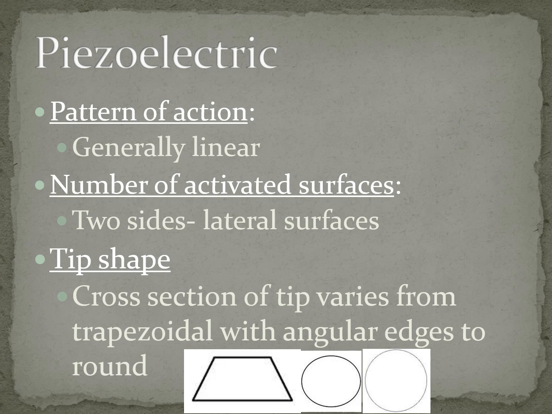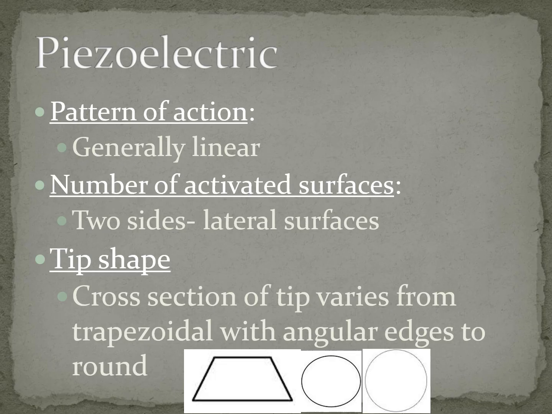Now their pattern of action is different. It's going to be linear. Okay, so linear back and forth, not elliptical. Magnetostrictive was elliptical, right? So elliptical is more around. Now the other more difficult thing with our piezo is only the lateral surfaces are active.